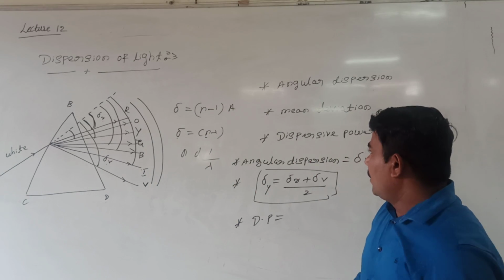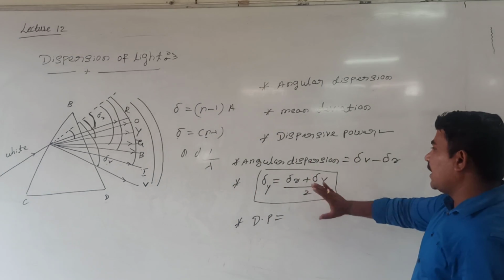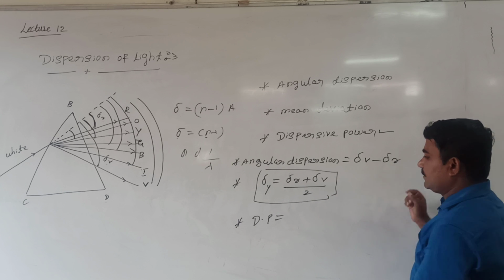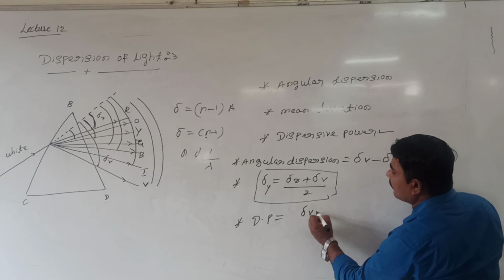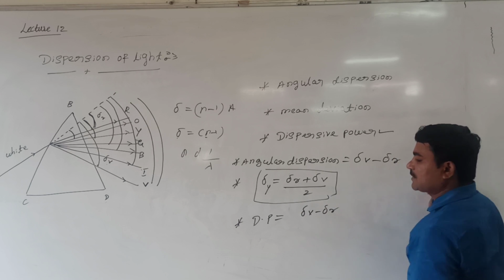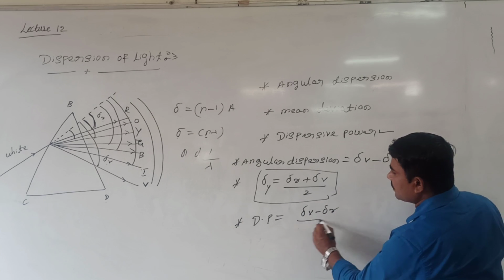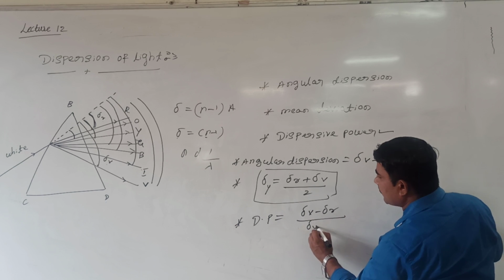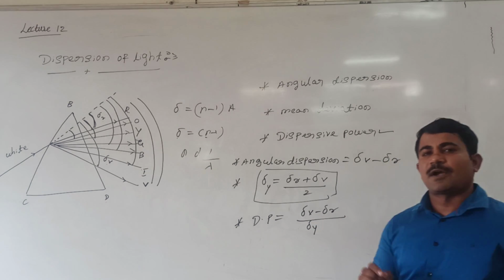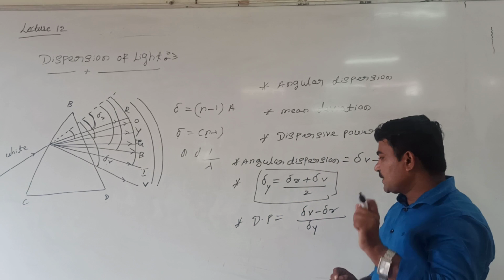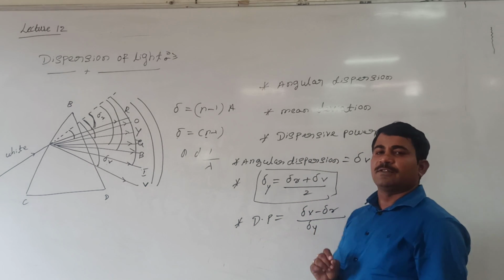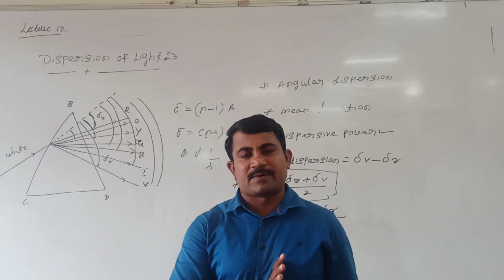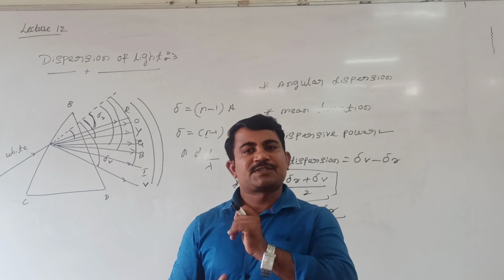For angular dispersion between any two colors, I mean for violet and red, what is the angular dispersion? Angular dispersion is equal to delta V minus delta R. And what is mean deviation? Mean deviation is equal to the deviation produced by yellow color. How to define dispersive power? Dispersive power is simply the ratio of angular dispersion to mean deviation, that physical quantity I can call dispersive power. This is concerned with dispersion of light.